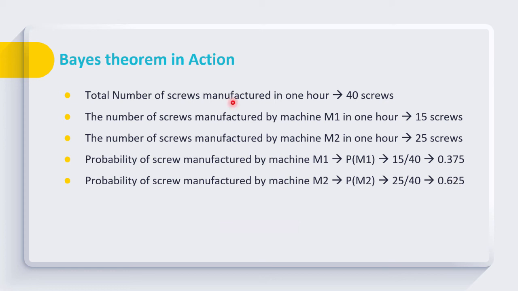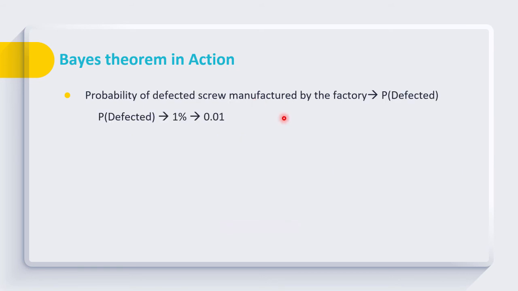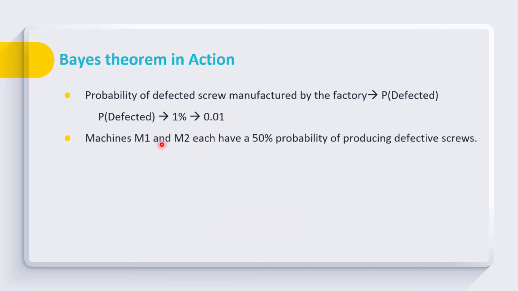These machines will also produce screws which are defective. Let's suppose the probability of a defective screw produced by the factory is 1%, that is 0.001. In this scenario, machines M1 and M2 each have equal probability of producing defective screws. It means that 50% of defective screws are produced by machine M1 and the remaining 50% are produced by machine M2.